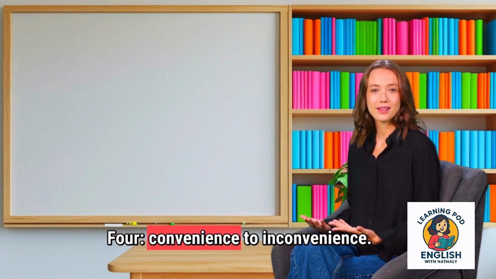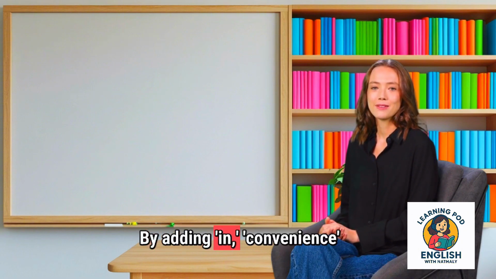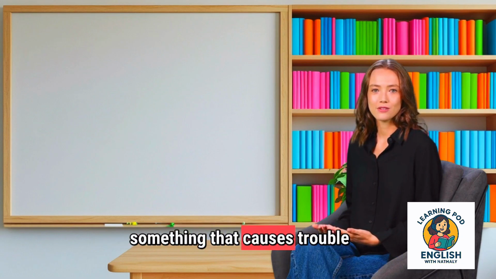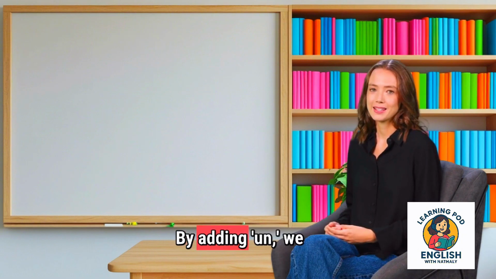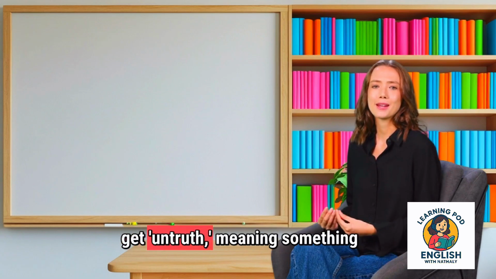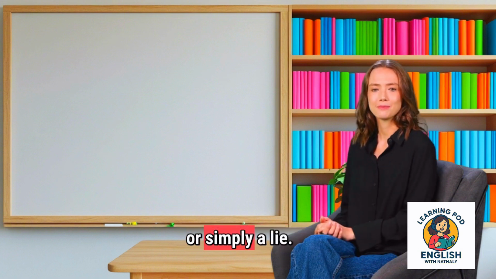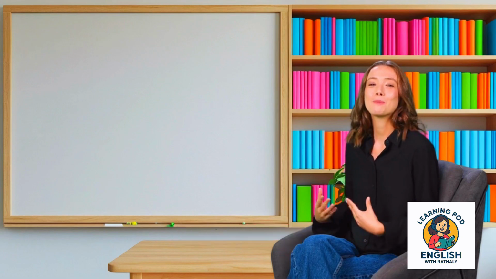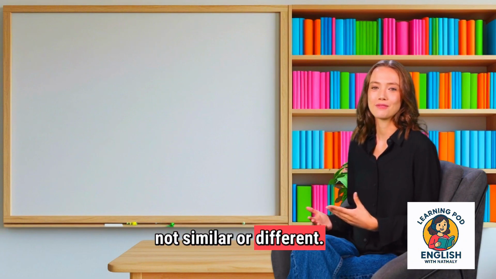4. Convenience to inconvenience. By adding in, convenience becomes inconvenience, which means something that causes trouble or difficulty. 5. Truth to untruth. By adding un, we get untruth, meaning something that is not true or simply a lie. 6. Like to unlike. When we use un, like becomes unlike, meaning not similar or different.